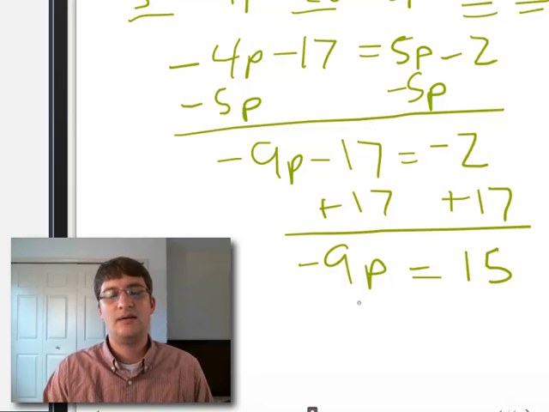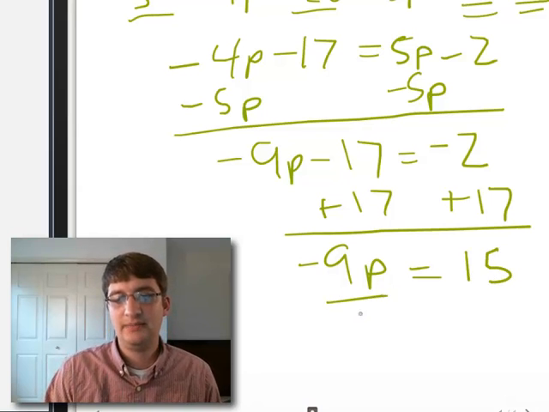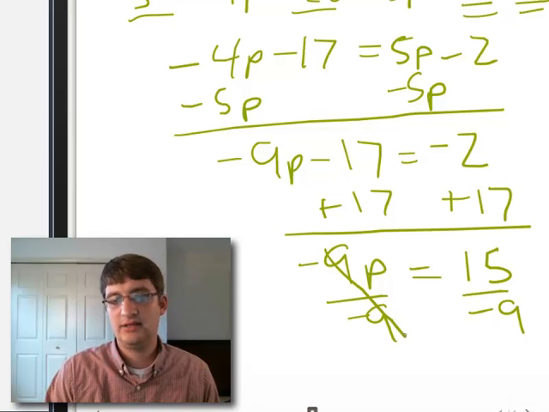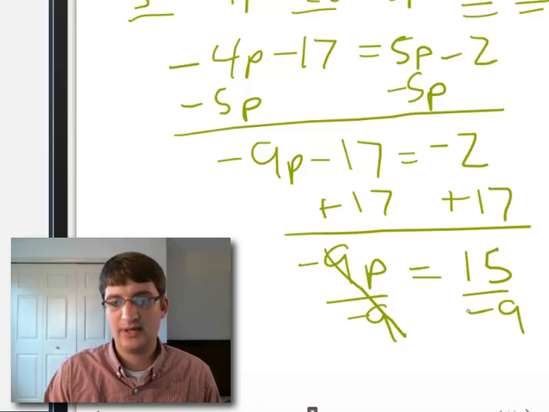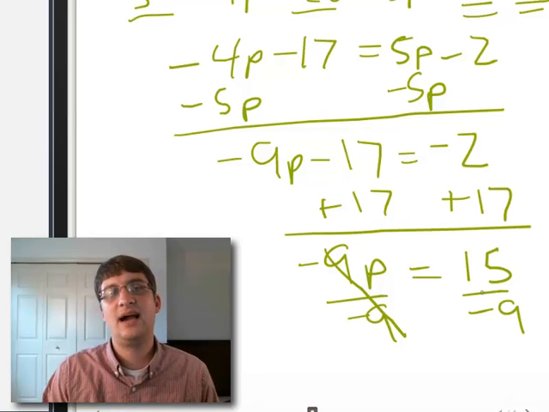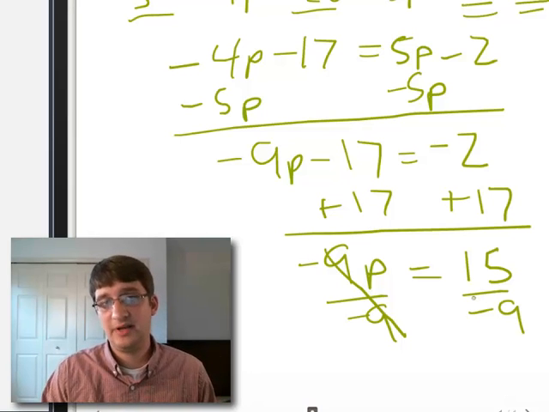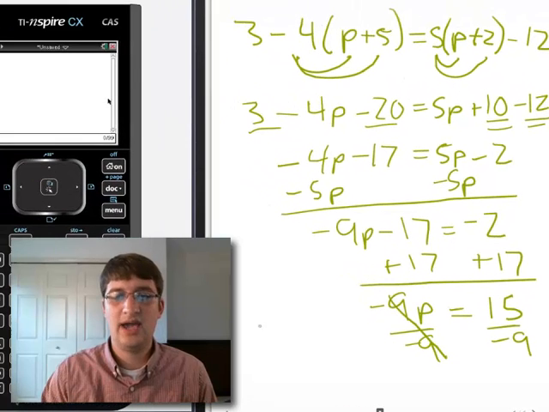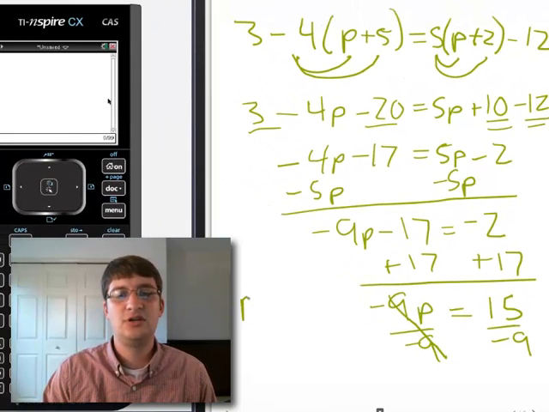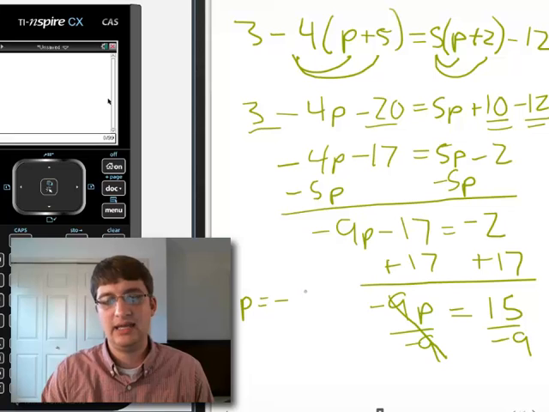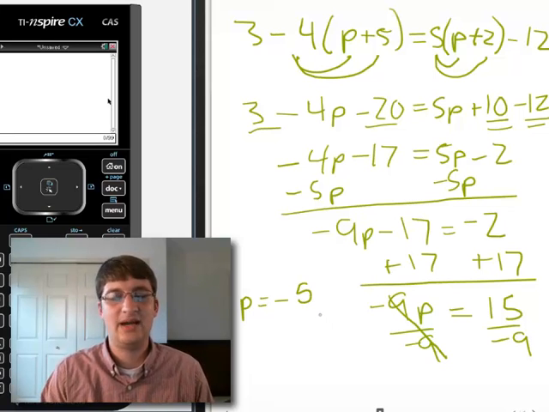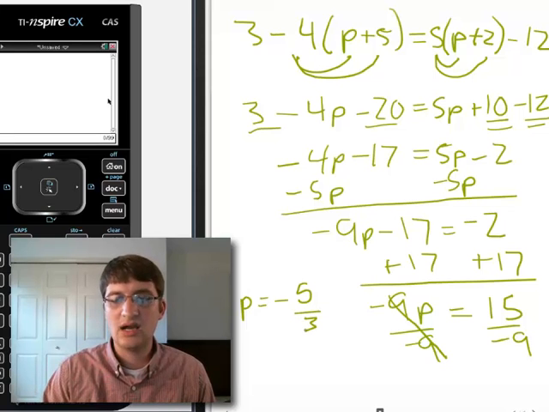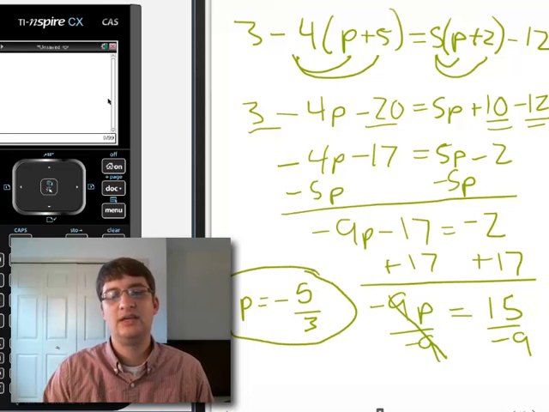Now I'm going to divide each side by negative 9. And there is my answer. p is going to equal negative 15 over 9. Now we can reduce this fraction. The greatest common divisor between 15 and 9 is 3. So after reducing, negative 15 divided by 3 is negative 5, and 9 divided by 3 is 3. Negative 5/3 is your answer.